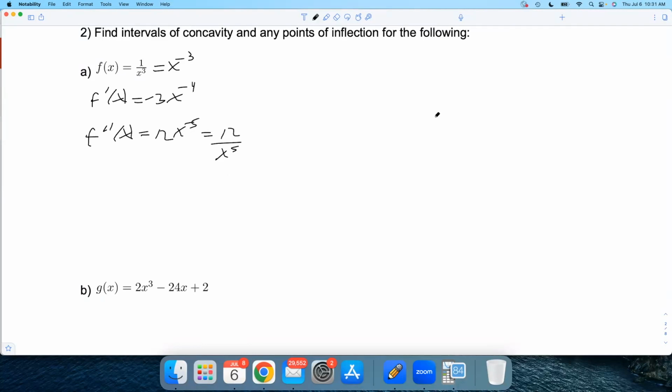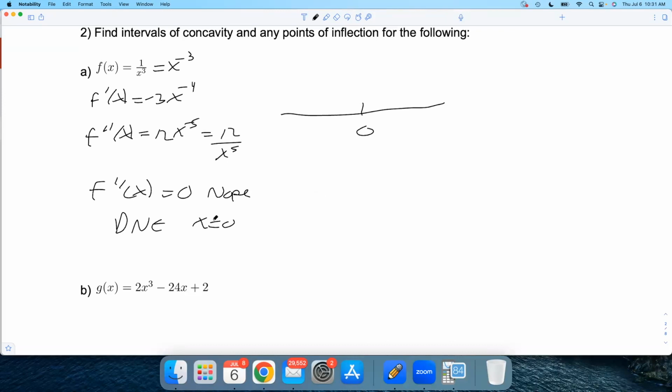Okay, now let's do a sign chart for him. Any place where f double prime equals 0? Nope, never happens. What about does not exist? Yeah, at x equals 0. So that's not going to be a point of inflection, because the original isn't even defined at 0. We are going to change concavity there, but points of inflection are points on the graph, and there is no point at 0.